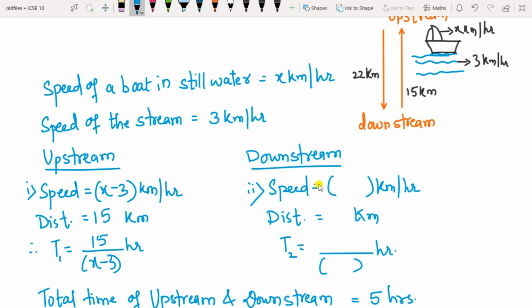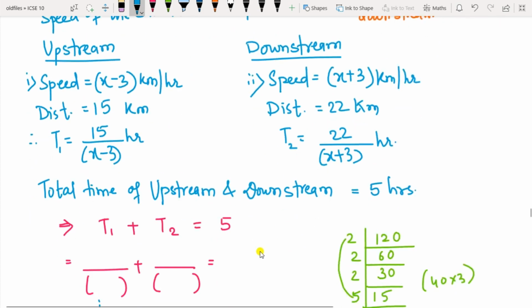And for downstream the speed of the boat here is x plus 3. For downstream, you know, your speed goes increasing. So downstream the distance is 22 kilometers. Time will be 22 upon x plus 3. So this way you have to write the time for upstream and downstream.